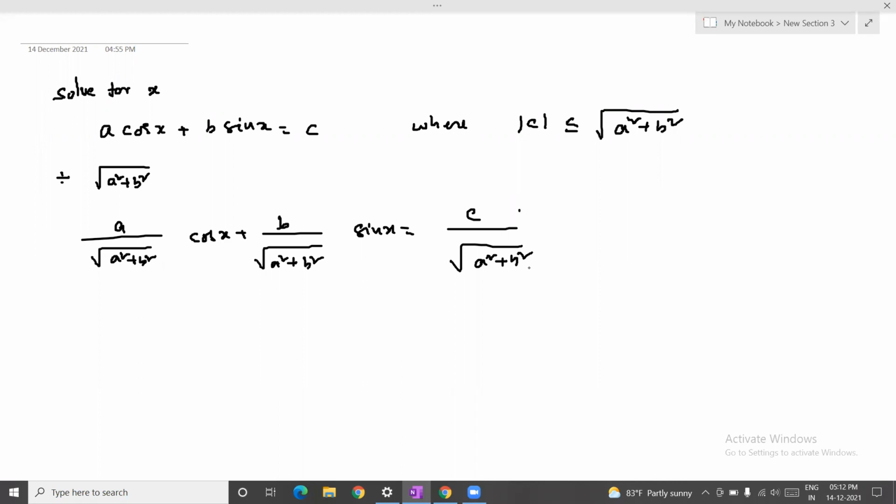If the numerator is smaller than the denominator, what can we say? We can assume this is less than 1. C might be plus or minus when it comes to normal. So I'm assuming there is a real number beta such that 0 is less than or equal to beta, which is less than or equal to 2 pi, in such a way that I can take cos beta equal to C by root of A square plus B square. Why? Because C by root of A square plus B square is less than 1.